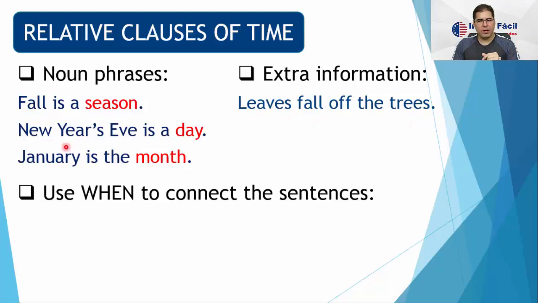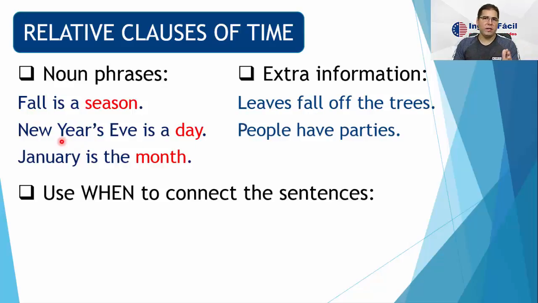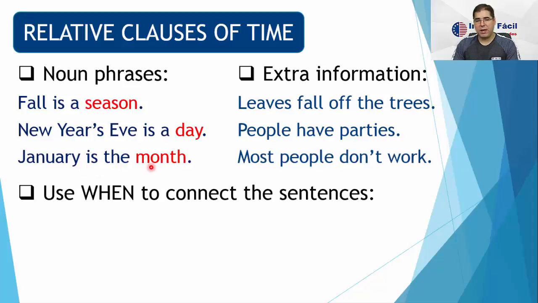Now let's do the same for New Year's Eve. New Year's Eve is a day, and during New Year's Eve, on New Year's Eve, people have parties, of course. On December 31st, people have parties. On New Year's Eve, people have parties. Now, January is the month. January is the month. And in January, most people don't work. Okay? So now here we have 3 sentences, right? Actually 6 sentences. But I have only 3 subjects.